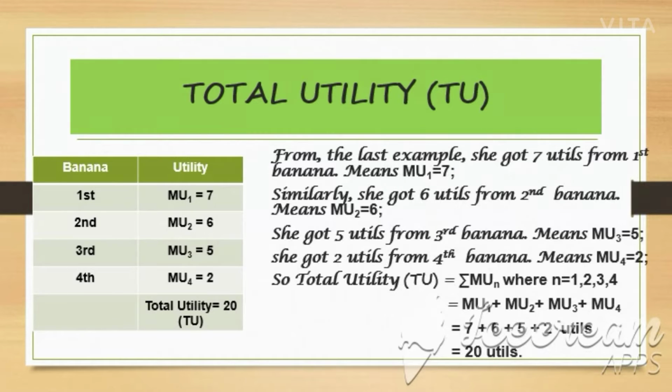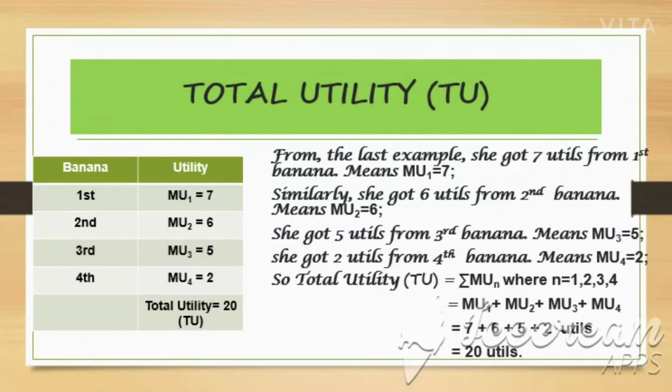Have a glance at the table of banana and utility. From the last example, she got 7 utils from the first banana, means MU1 equals 7. Similarly, she got 6 utils from the second banana, means MU2 equals 6. She got 5 utils from the third banana, means MU3 equals 5. She got 2 utils from the fourth banana, means MU4 equals 2.